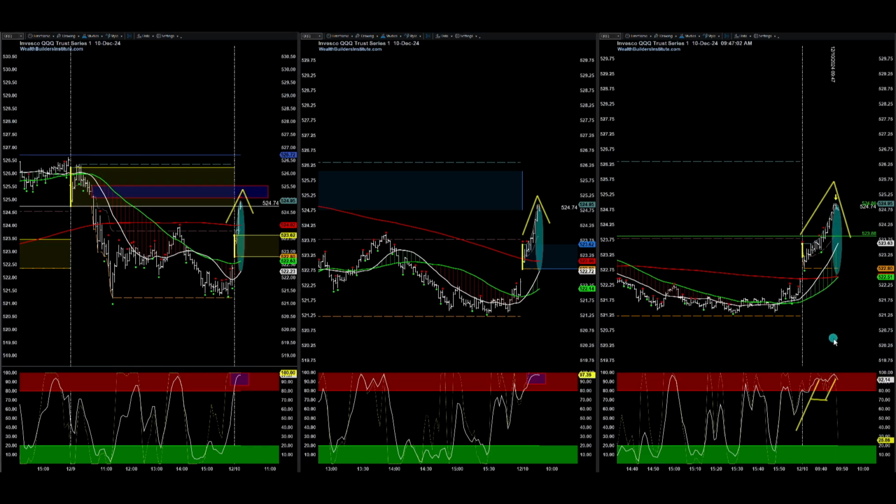V pattern, wide state, inverted H. V pattern, wide state, oscillator agreement. V pattern, wide state, area of resistance, oscillator agreement.